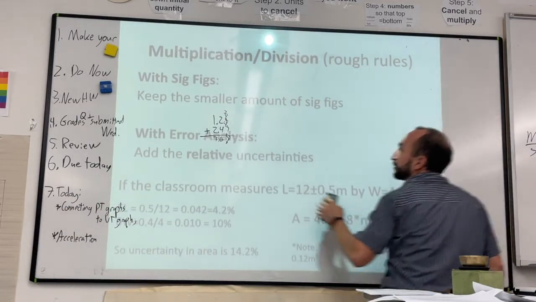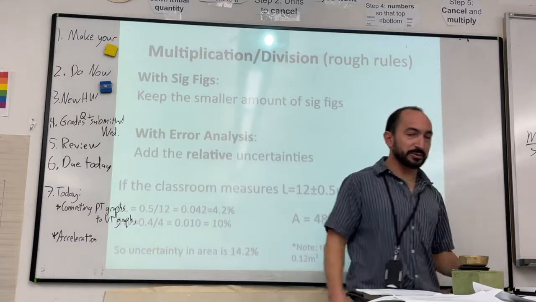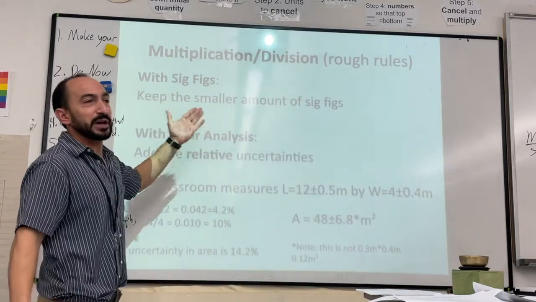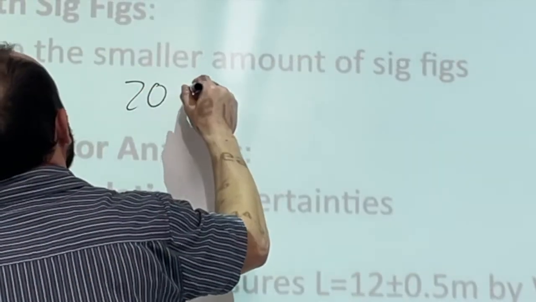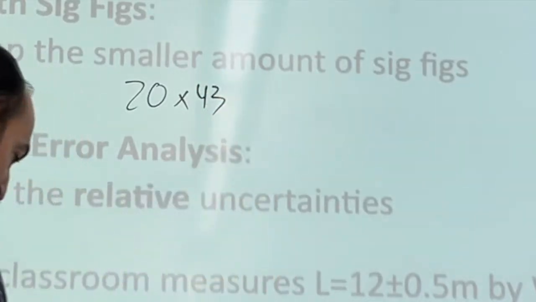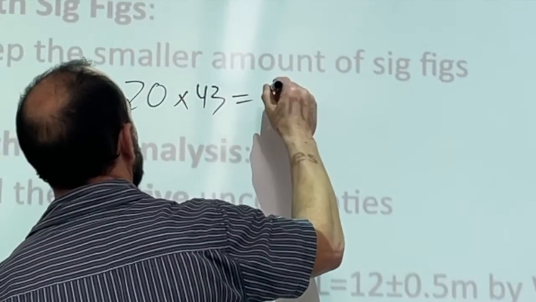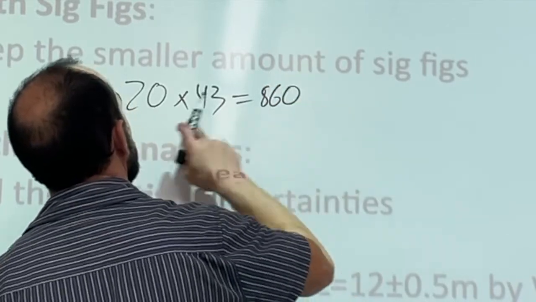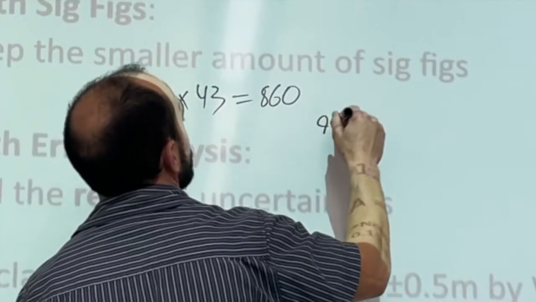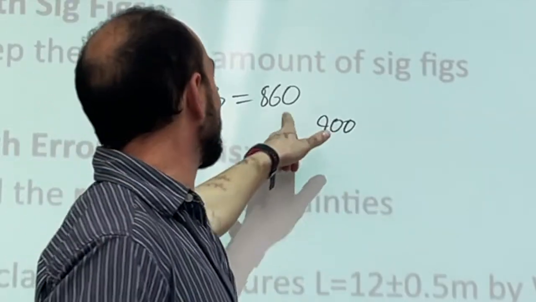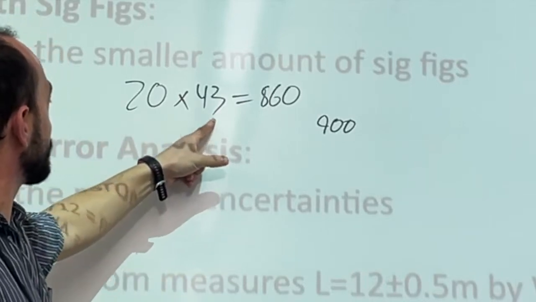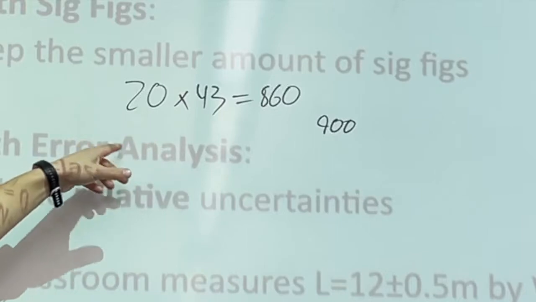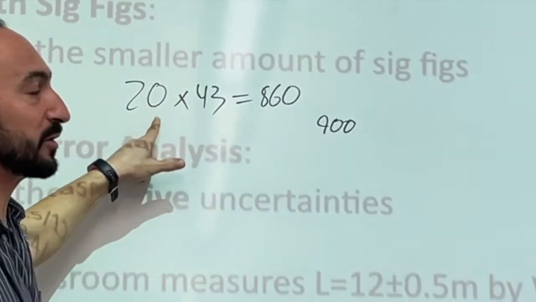Multiplication and division. Maybe you recall that when you're multiplying or dividing two numbers, you just keep whichever number has the smaller amount of sig figs. For example, if I were multiplying the number 20 times the number 43, you'd have 860. But since this number only really has one sig fig, that should be rounded to 900. This is not mathematically true, because it is really 860 if these were exact numbers with complete precision. But in a science sense, if these were measurements, then 20 would be rounded to the nearest 10. So you would round this to 900 because this is the smaller number of sig figs.